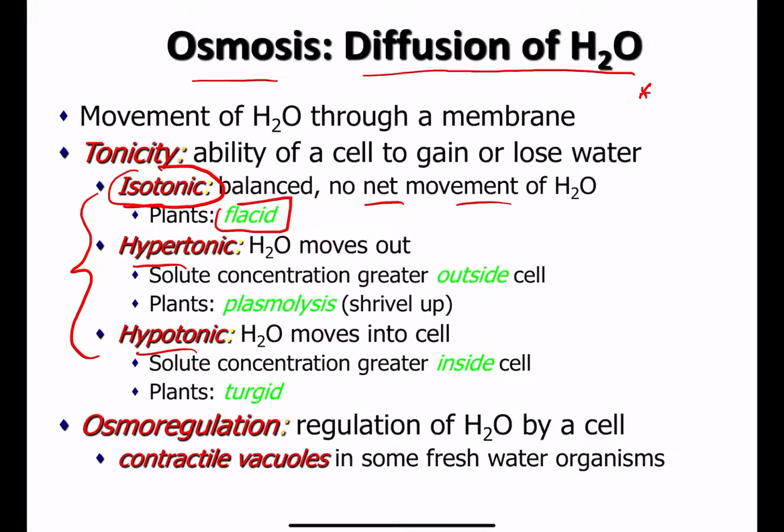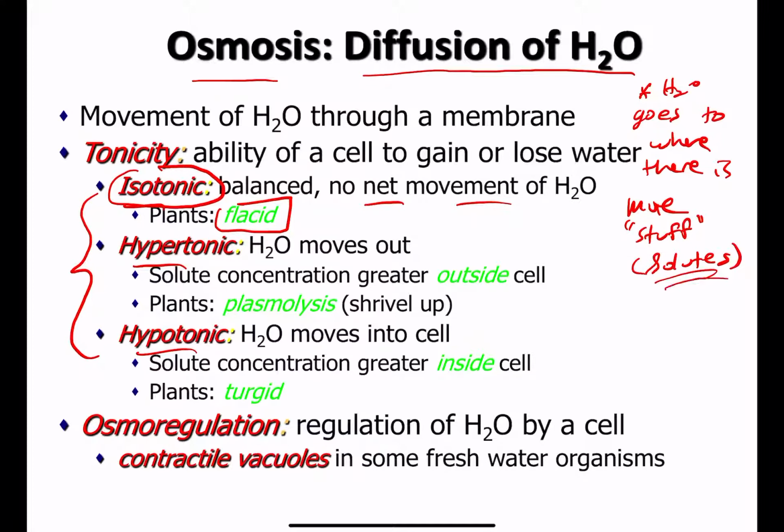And one thing that helps, at least even for me still, is that water goes to where there's more stuff, aka solutes. So water always goes to where there is more stuff. And I'll put quotations around that because the appropriate term for stuff is just solutes. So water moves to where there's more solutes. And again, solute can be anything from calcium ions to proteins. So wherever there's more stuff, that's where water typically wants to go. So if we're thinking about an isotonic cell, there's equal stuff on the inside and the outside. Water's not moving in one particular direction.